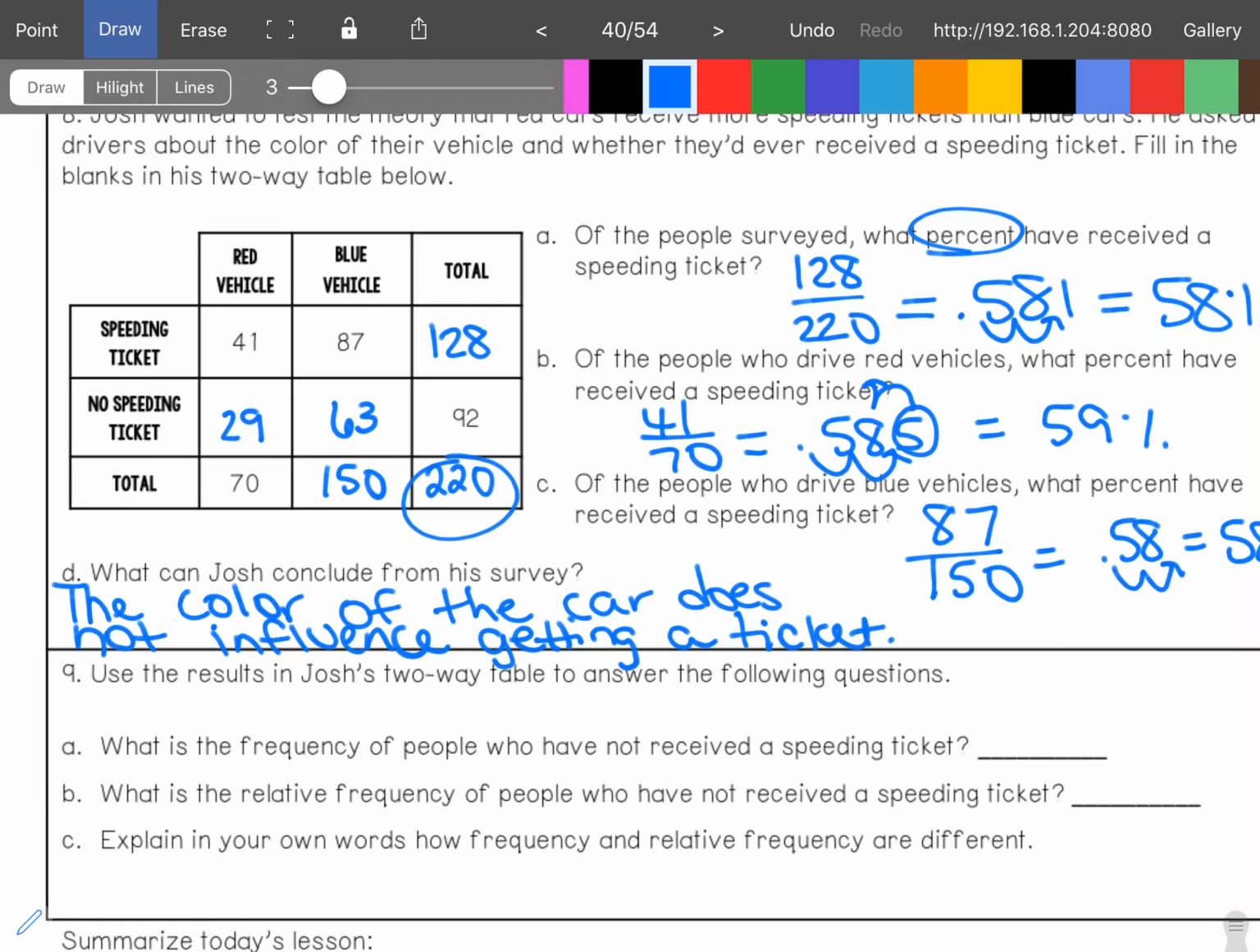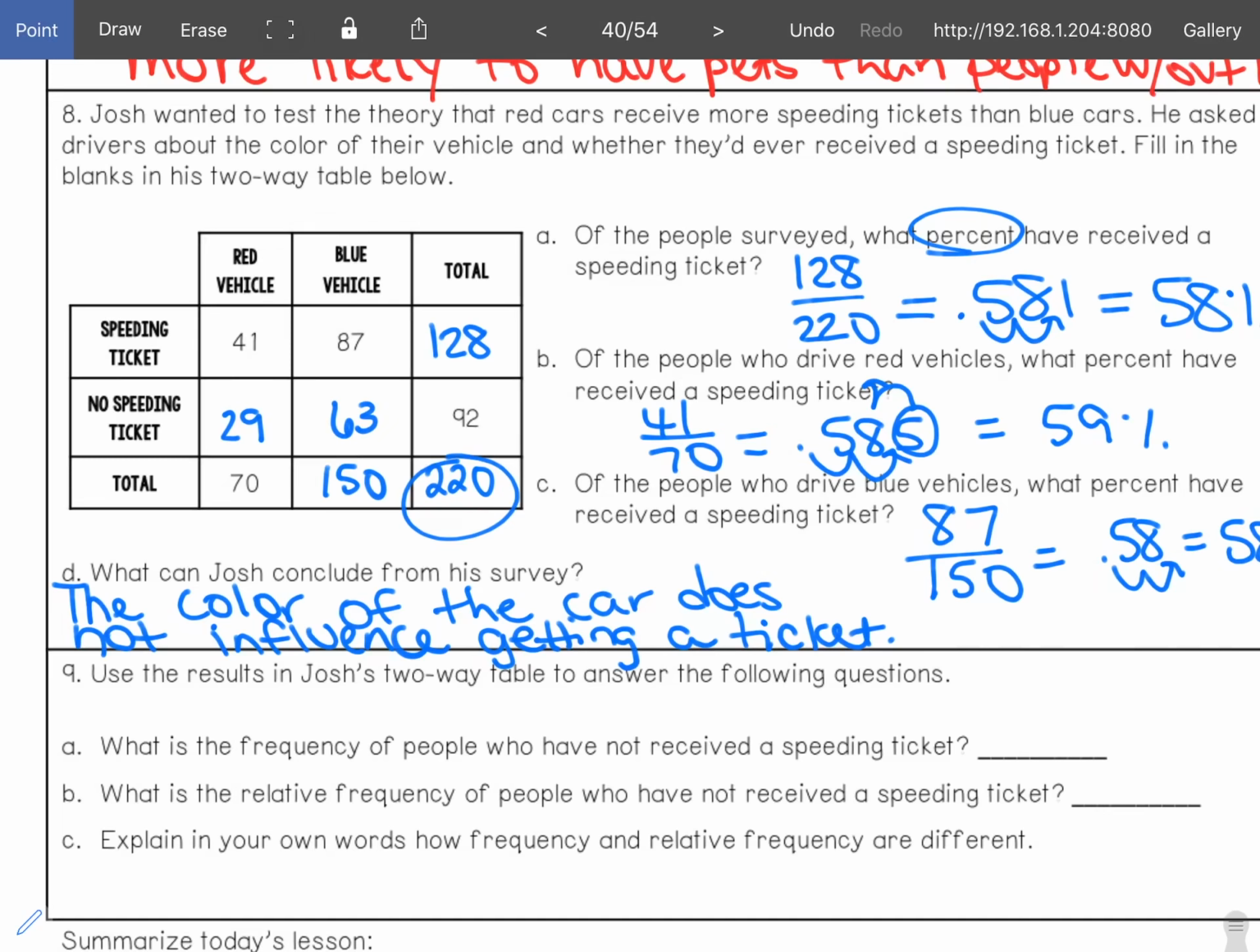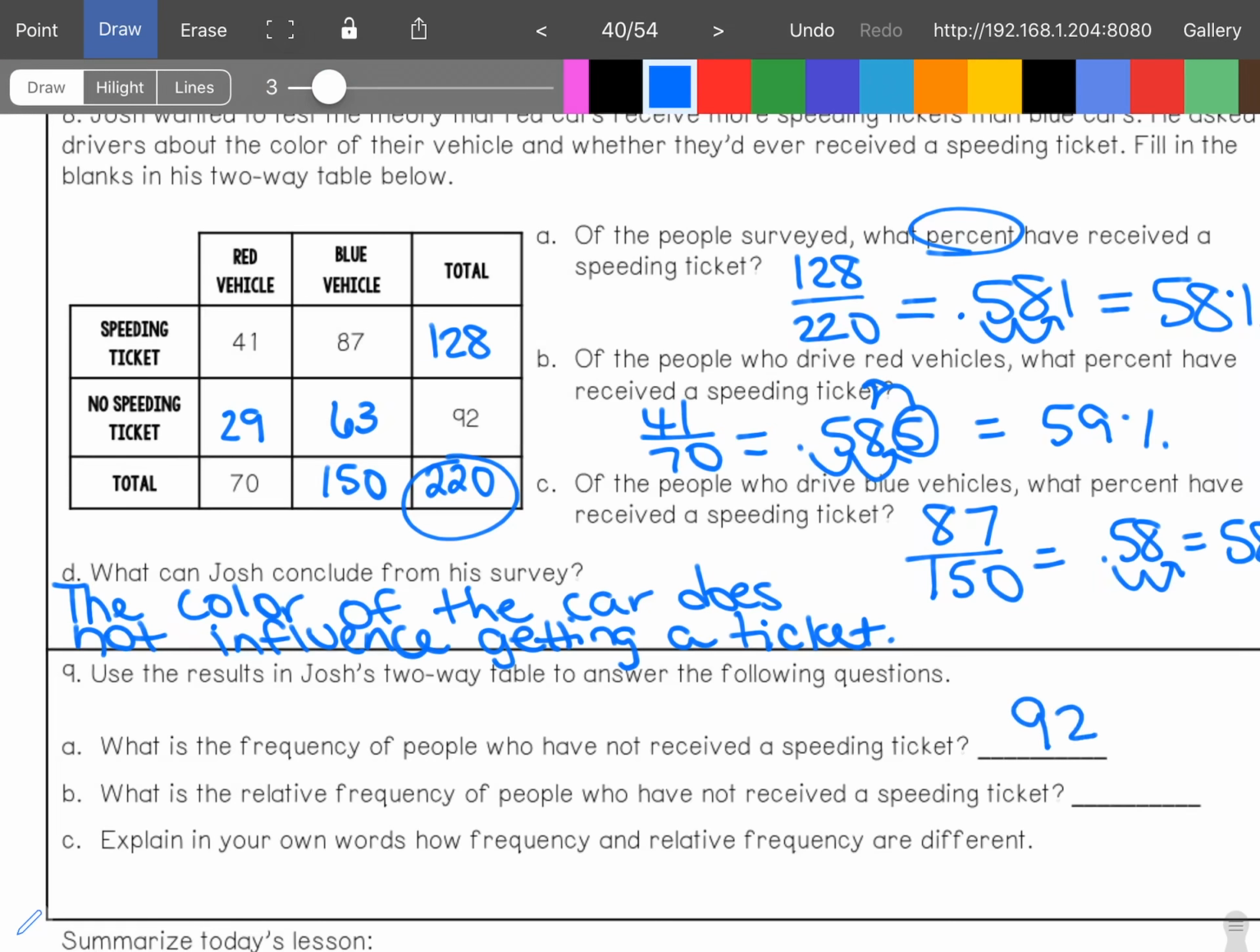Number 9, use the results in Josh's two-way table to answer the following questions. What is the frequency of people who have not received a speeding ticket? Okay, so not relative frequency. Relative frequency is when we have to divide by a total, okay? This just says what is the frequency of people who have not received a speeding ticket. So no speeding ticket, there's 92, so the answer is just 92.